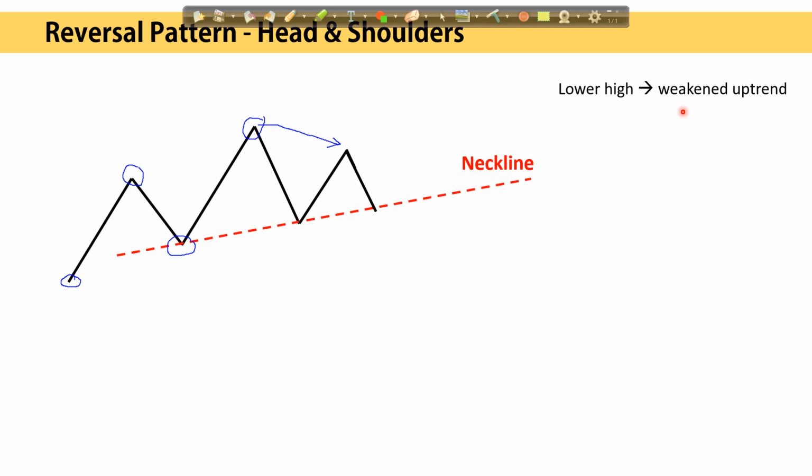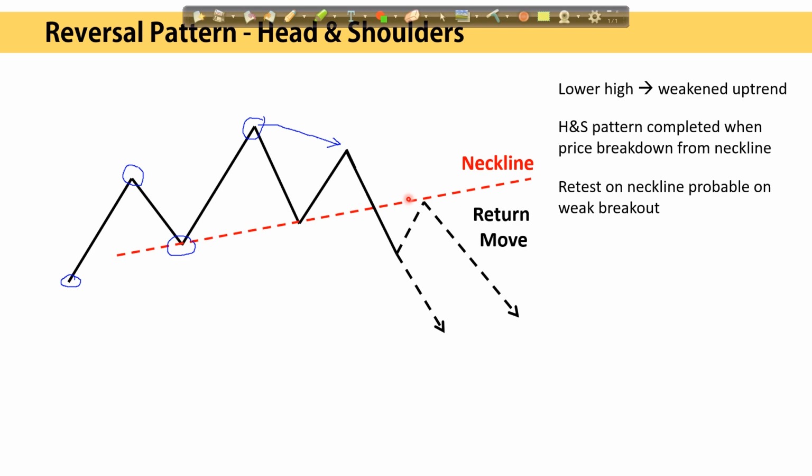Now a reversal is confirmed, or we say that the head and shoulders pattern is completed, when this correction breaks our neckline over here. So on a strong reversal and breakout, prices will continue to decline from there. And if the breakout is not as strong, you may observe a return move back to the neckline. This time the neckline should act as a resistance to the small rally over here. And it should reject the prices, and subsequently the price should decline further from there.